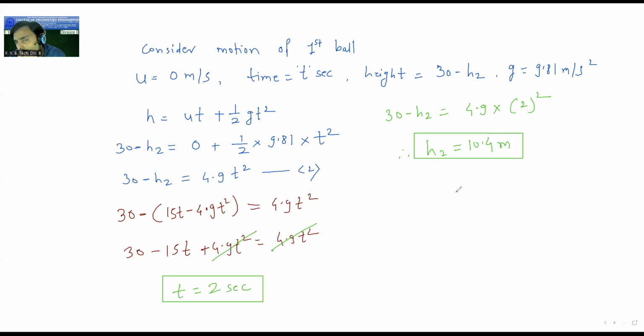Okay, so if you have been asked what is the velocity of the first ball at that point when they cross each other, what is the velocity of this first ball which is dropped from a certain height, from the top of the tower? What is the velocity of that first ball at that point when these two balls cross each other? Tell it. 2g means 19.62. Correct. That is the correct answer. Okay.